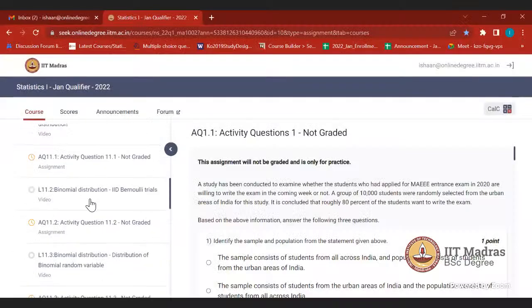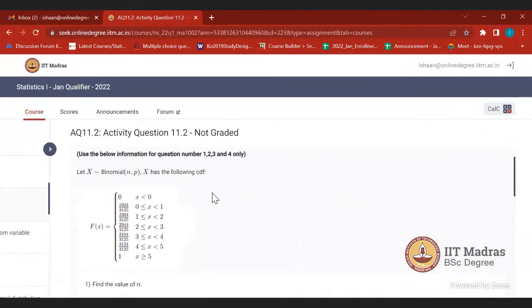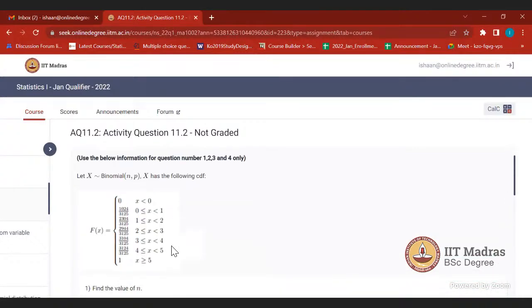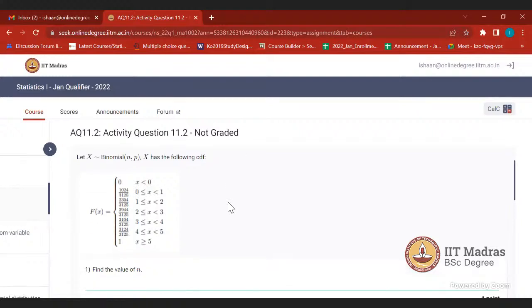11.2. Yes, the first question. From that we can find out that the N is 5, isn't it, sir? N is 5. Yeah. First, you have to convert the CDF into PMF, right? Yes, sir. Were you able to do that? Shall we do it? Yes, sir, I can do that.